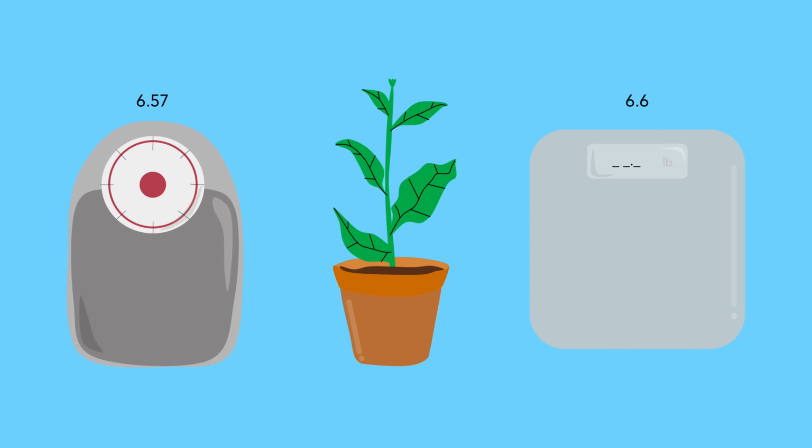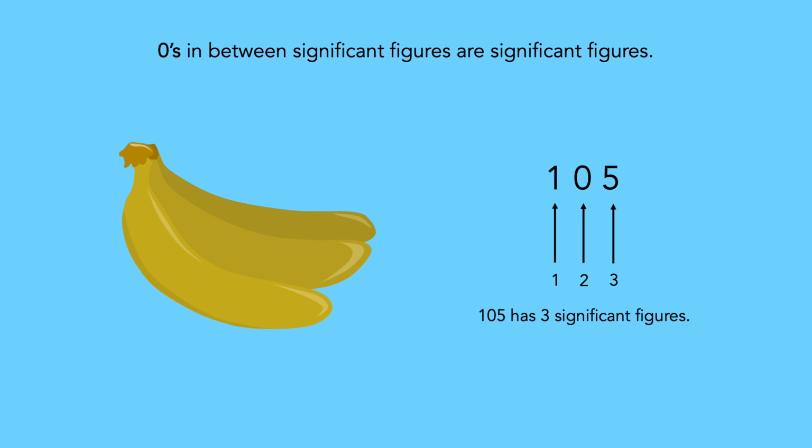If a zero is in between two significant figures like this, 105 pounds of bananas, the zero counts as a significant figure and the measurement would have 3 significant figures. This is because the zero here is an actual measurement, not a placeholder. The measurement of 105 pounds has an accuracy to the number 5, the unit place. This holds true even if the zero is followed by a decimal point and then a significant figure.